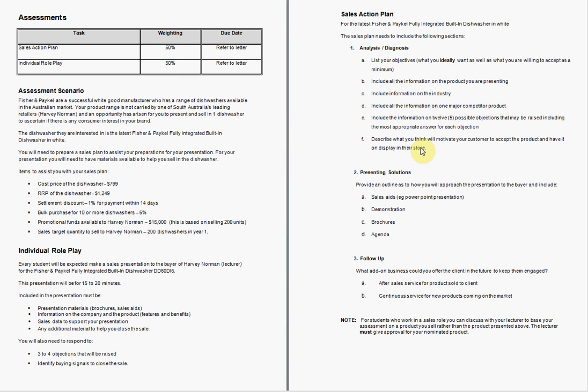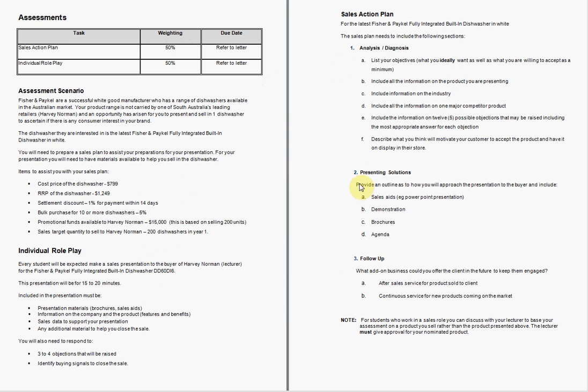will motivate your customer to accept the product and have it on display in the store. So think about what it is that will motivate them to want to purchase the product. Is it its unique selling proposition? With the Fisher & Paykel, it's the dish drawer. No other brand sells this type of product. Is it just the price? Is it the warranty? Is it the brand name? If you think about Apple, people want to sell Apple because it's a very reliable brand name.